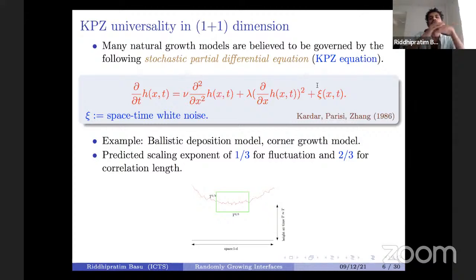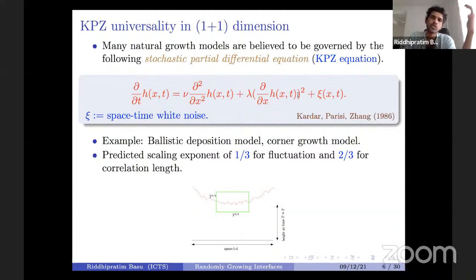Okay, so the problem with this is that there is this nonlinear term, the (∂h/∂x)² term, which makes this equation ill-posed. So to mathematically develop a theory of solution for this equation was extremely difficult, and it was part of Martin Hairer's Fields Medal winning work, which was developed like 10 years or so ago. So the theory of solution of this KPZ equation was developed rather recently.